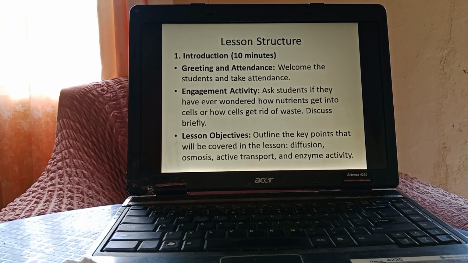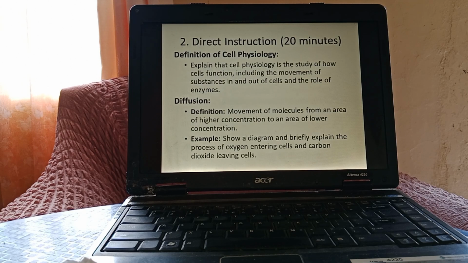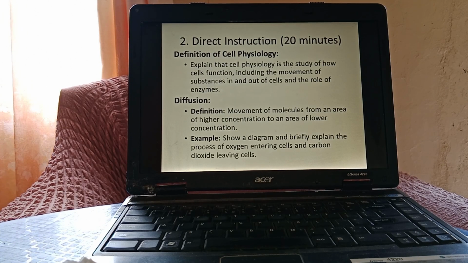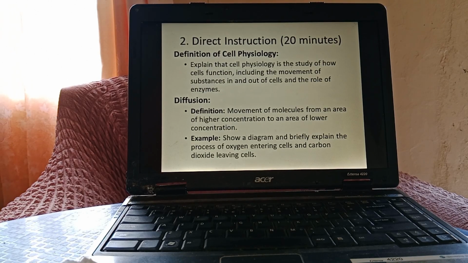Lesson objectives outline the key points that will be covered in the lesson: diffusion, osmosis, active transport, and enzyme activity. Direct instruction taking 20 minutes, definition of cell physiology. Explain that cell physiology is the study of how cells function, including the movement of substances in and out of cells and the role of enzymes.